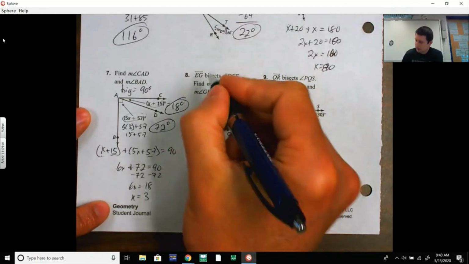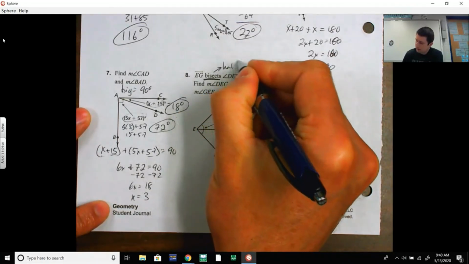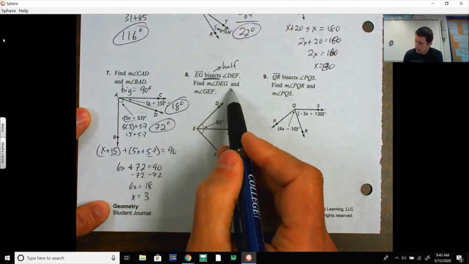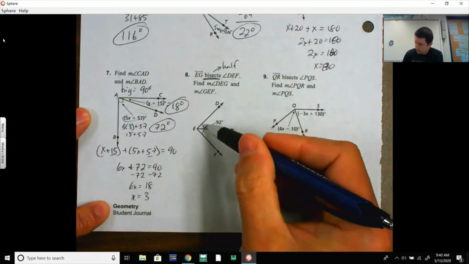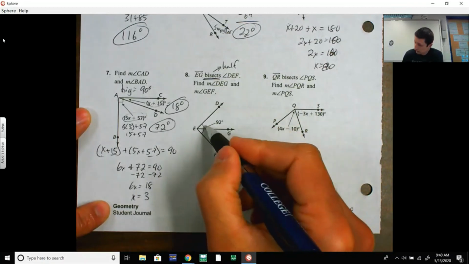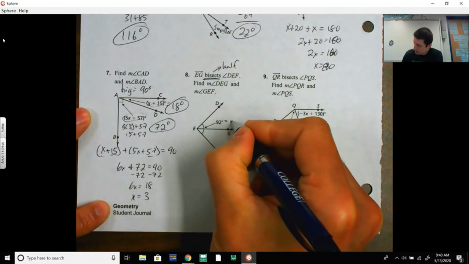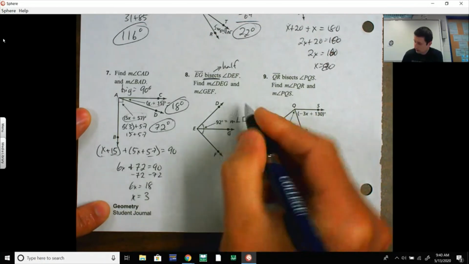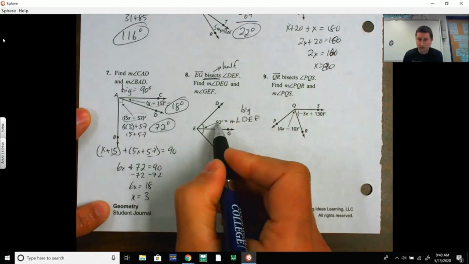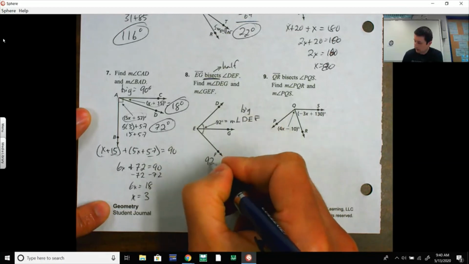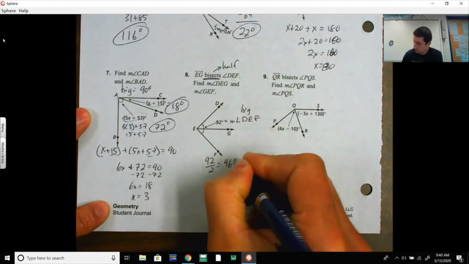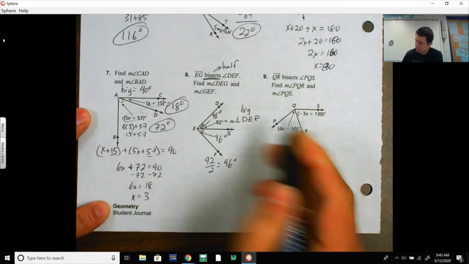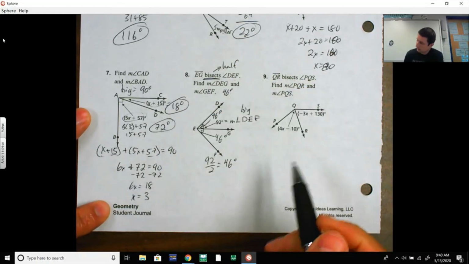Ray EG bisects, that means cuts it in half, angle DEF. Find the measure of angle DEG and GEF. How this is written is this 92 degrees represents this arc, the measure of angle DEF. So 92 is the big one. If it bisects it, we have to cut it in half. 92 divided by 2 would be 46 degrees. So that makes this 46 and this 46. Both of those would be 46 degrees.